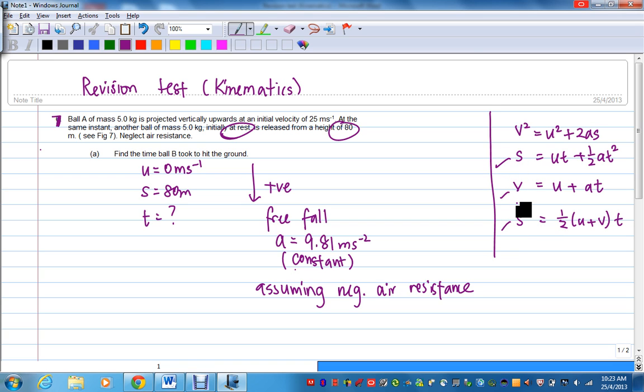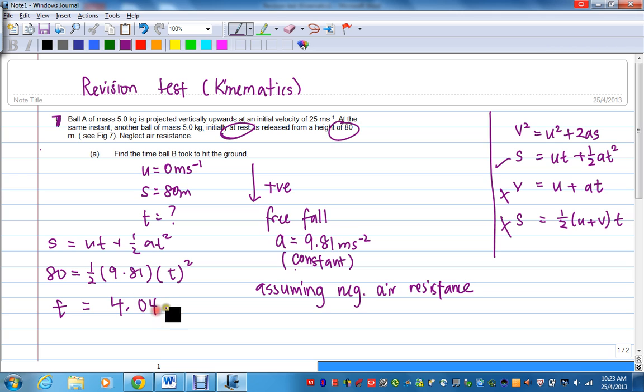Okay, let's see what info we have. We have s, u, and a. We don't have v, so we can't use this one and this. So I have to use the second equation: s equals ut plus half at squared. So the u is 0, the first term is gone. Acceleration is positive 9.81. The time taken is what I would like to find out, and the s is 80 meters. So from here, I will solve my time to be 4.04 seconds.